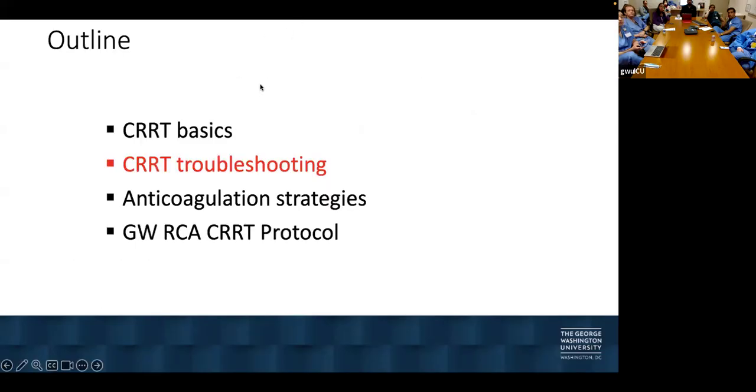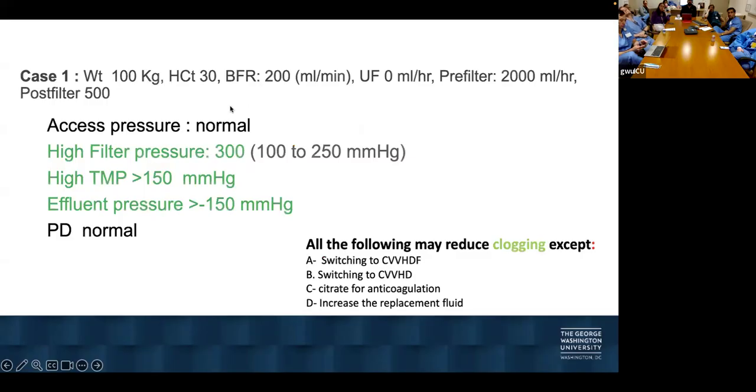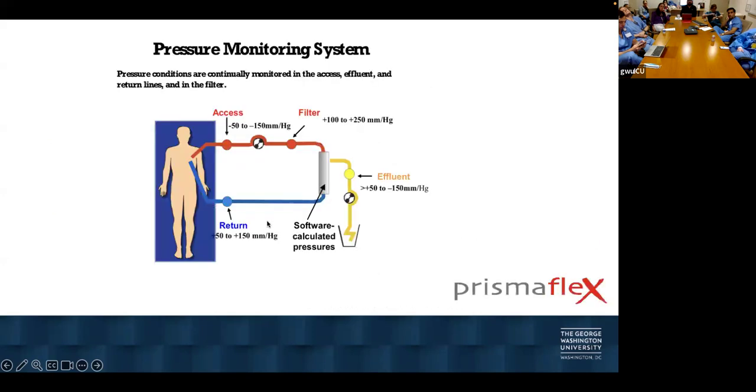Okay, so troubleshooting. This is when we round and nurses look at this as well. They look at the filter pressure, they look at the transmembrane pressure, they look at the effluent pressure. And if they are high, they start thinking this filter is about to clog and clot. So basically, there are a couple of pressure monitors that we have in the circuit. And really, they're very easy.